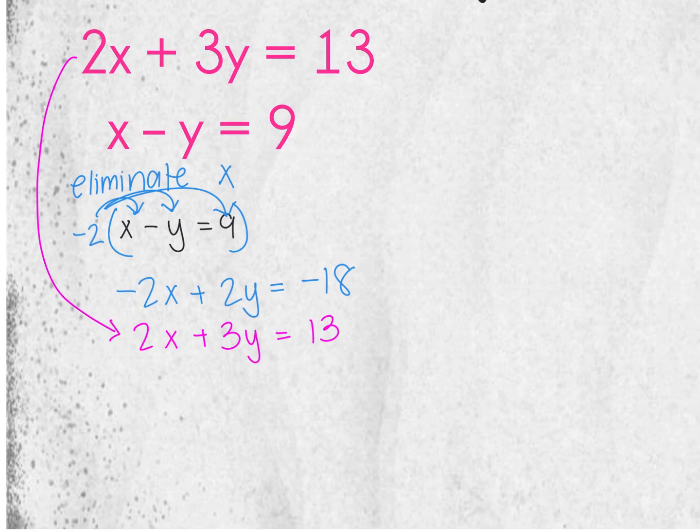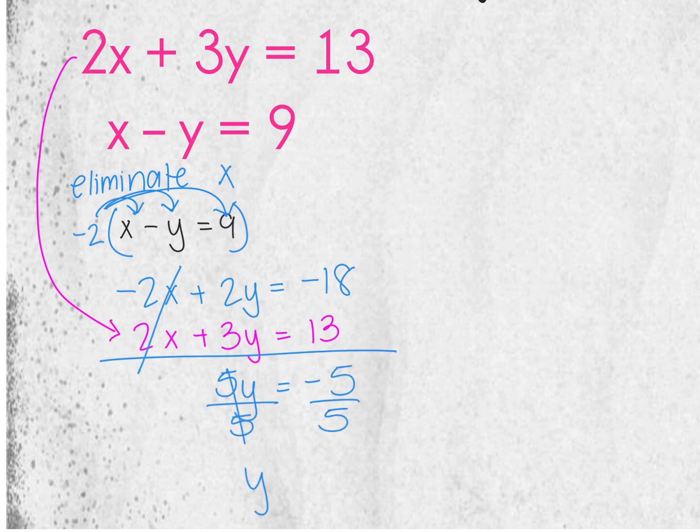Can I eliminate something here? Yes, I can. I could eliminate my x's. These are going to cancel out. -2x plus 2x is going to give me 0. I'm eliminating it, getting rid of it. Now I just have to solve. So solving, I'm going to get 5y equals -5. Divide both sides by 5. Y is going to equal -1.